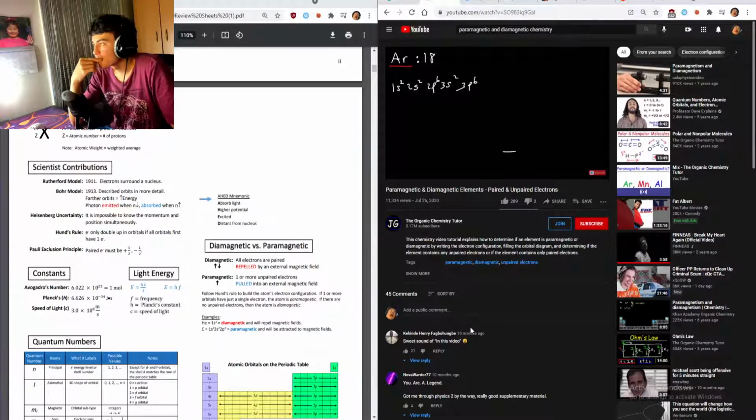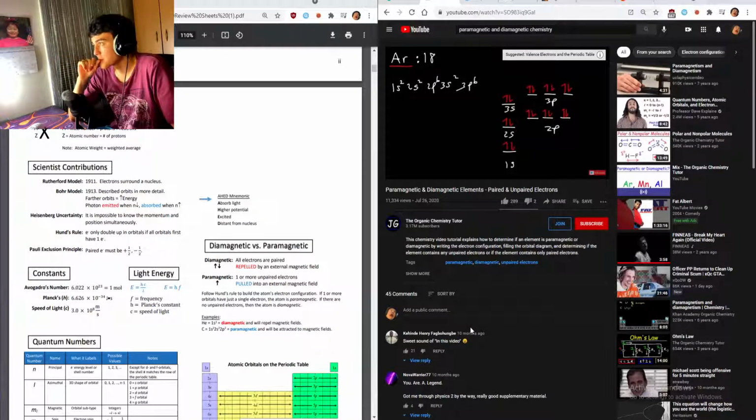Now we're going to draw the orbital diagram for this element. So we have the 1s orbital, the 2s orbital, and then the 2p sublevel, and then the 3s sublevel, and then 3p. Now notice that each of these orbitals is completely filled with electrons. We have a total of 18 electrons in a neutral atom of argon. So we don't have any unpaired electrons in this example. Therefore, this substance is diamagnetic.